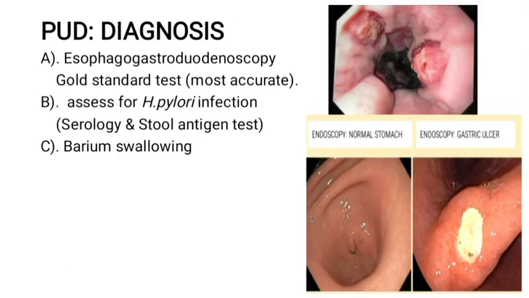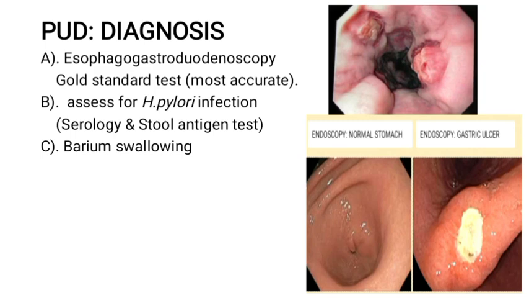Through the diagnosis, we have esophagogastroduodenoscopy, EGD. This is the gold standard and the most accurate method for diagnosis of peptic ulcer disease. Here we see an ulceration in the peptic ulcer disease.